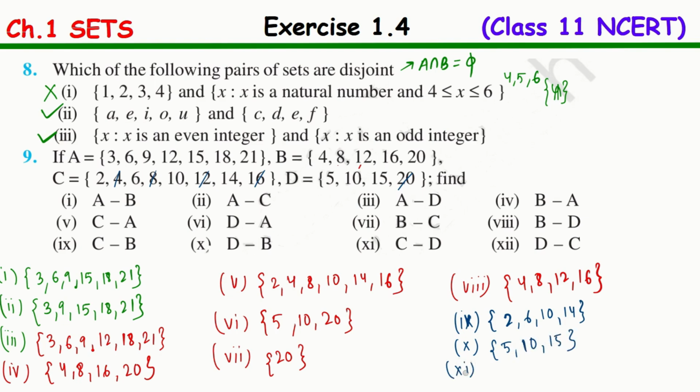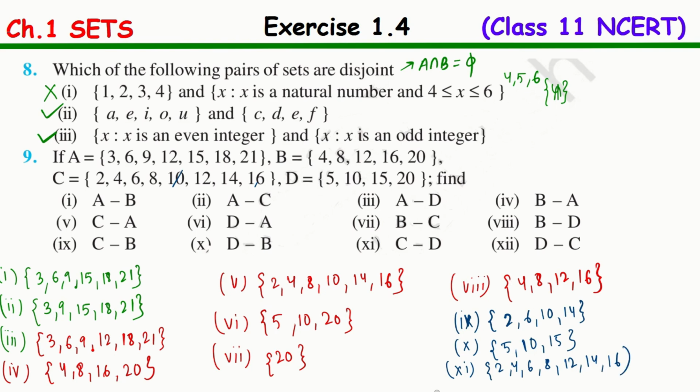11th is C minus D. Remove D from C. So from C you have to remove D part. We have to remove 5, 10, 15 and 20. So we are left with 2, 4, 6, 8, 12, 14 and 16.